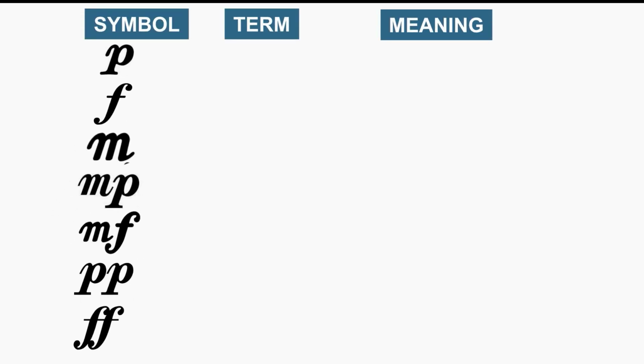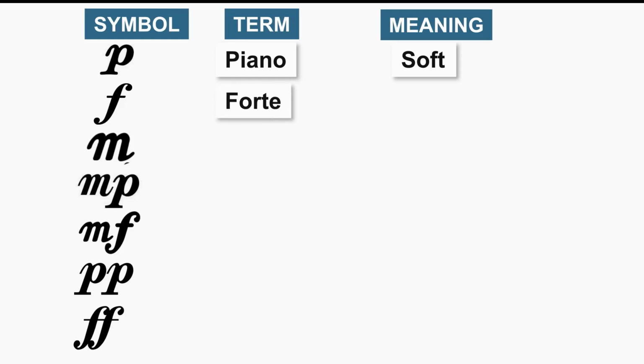On the symbol, we have P. The term is piano, and the meaning is soft. On the symbol, we have F. The term is forte, and the meaning is loud.